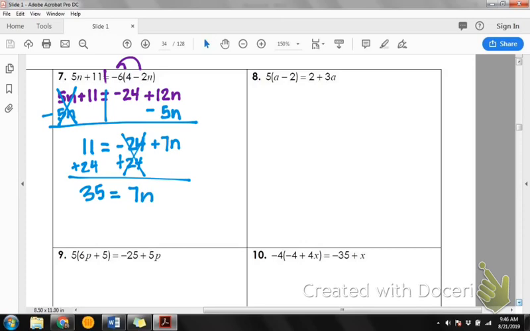How do we get n by itself here? Divide by 7, right? n equals what? 5. Do you have n equals 5 at the end?